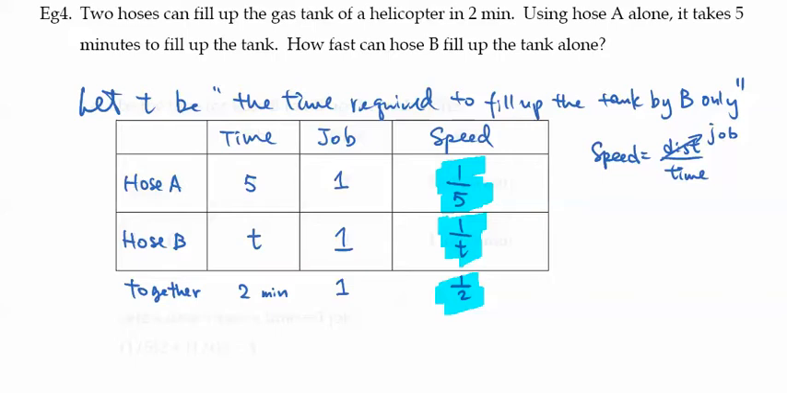Would it be hose A plus hose B? Yeah. You're talking about these two hoses doing the job together. When they do it together, it will give us the speed at the end. So technically, I will have 1/5 plus 1 over t equals 1 over 2. They will give us the final speed all together by simply adding the two individual speeds together.